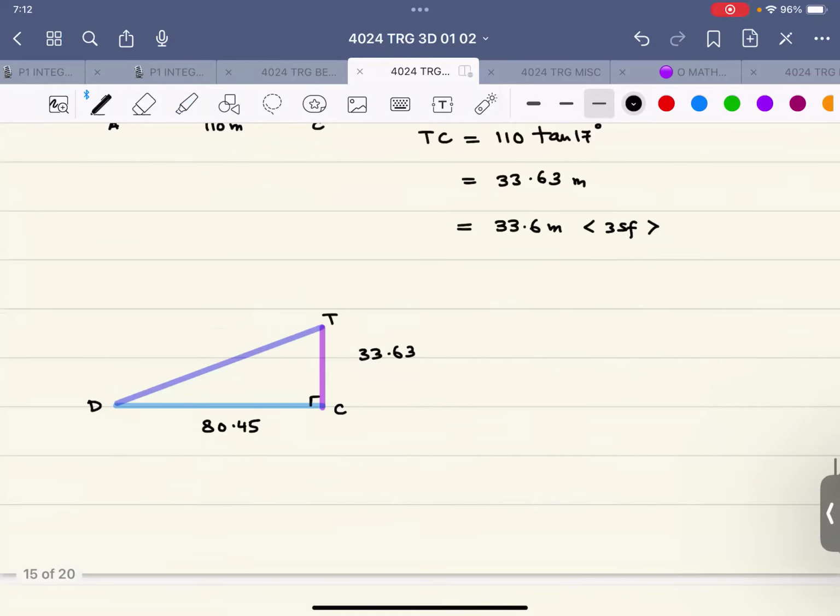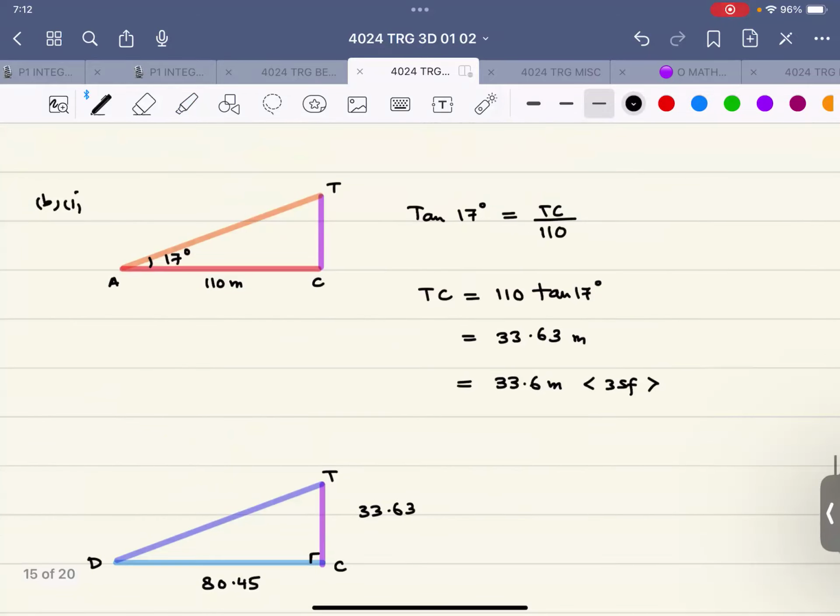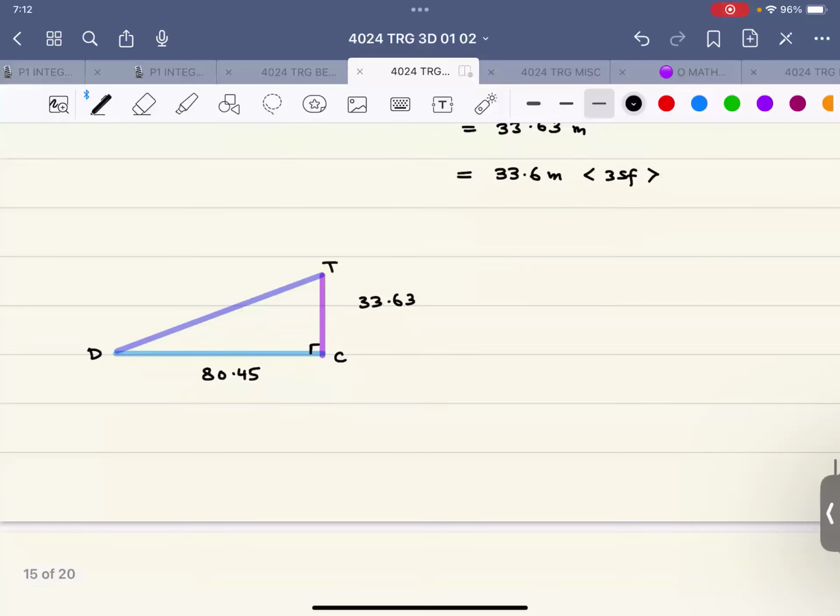This is 90 degrees because it's vertical. And I'm interested in this angle theta. So therefore, tangent of theta is 33.63 divided by 80.45. So let me divide 33.63 by 80.45.